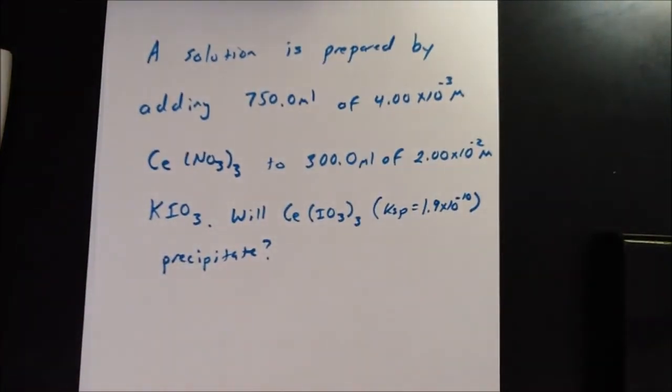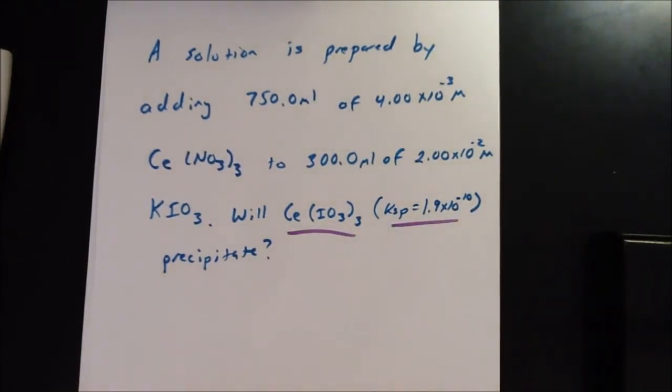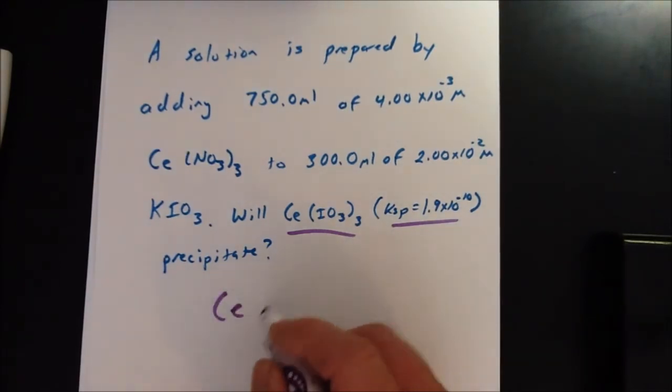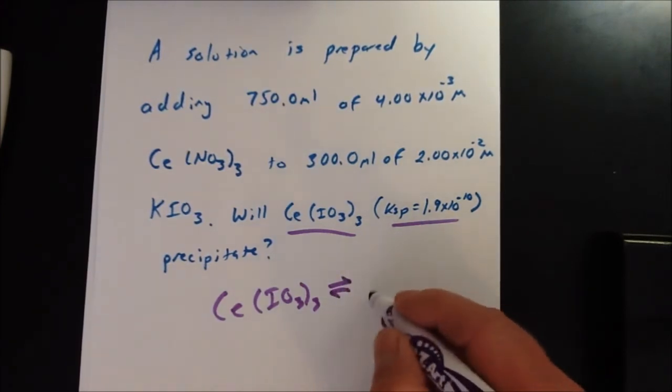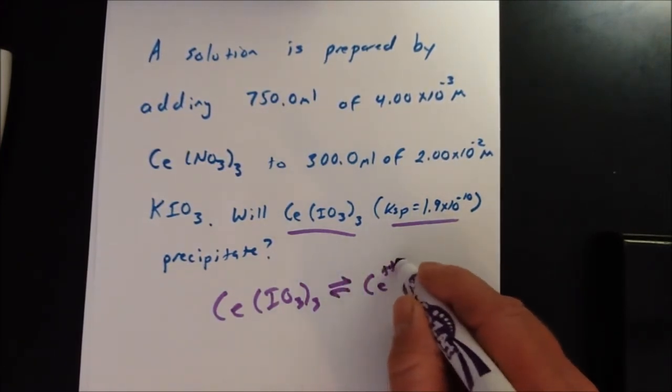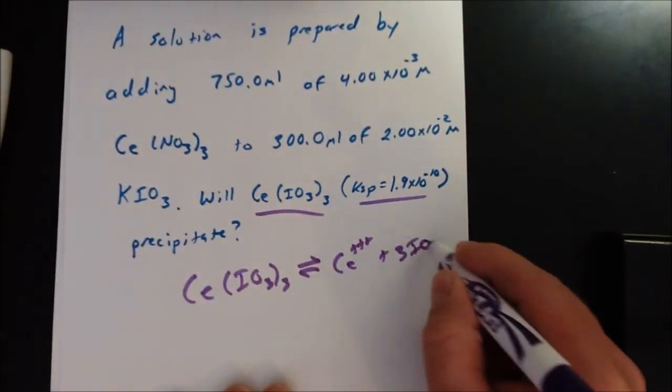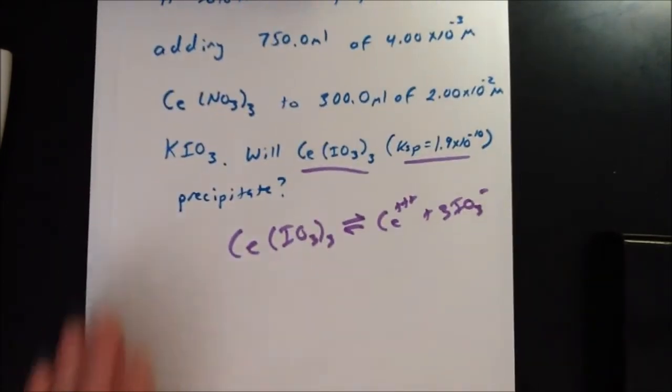Alright, next question. A solution is prepared by adding 750 milliliters of 4 times 10 to the negative 3rd molar Ce(NO3)3, cerium 3 nitrate, to 300 milliliters of 2.00 times 10 to the negative 2 molar KIO3, or potassium iodate, and will we get this precipitant if this is our Ksp? So the question ultimately is about this solid, Ce(IO3)3, and Ce3+ plus 3 IO3 minus, and then we get a question, will this precipitate or not?